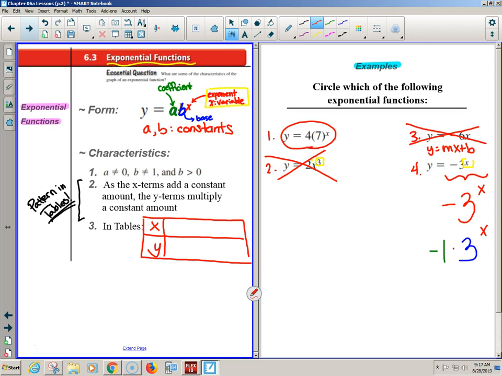So this says, as the x terms, as the top row, add a constant, the y terms multiply a constant. As the x terms add a constant, the y terms multiply a constant. So I'm just going to give you an easy example, even easier than the ones over here. The ones over here, 4 times 7 to the x, that's going to get really big really fast. And negative 3 to the x has a negative.